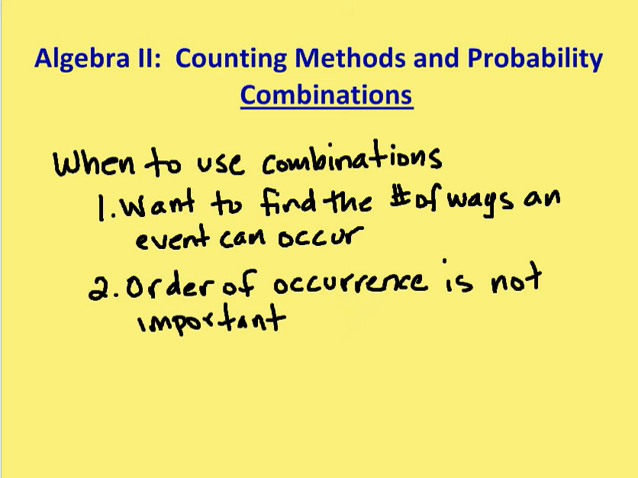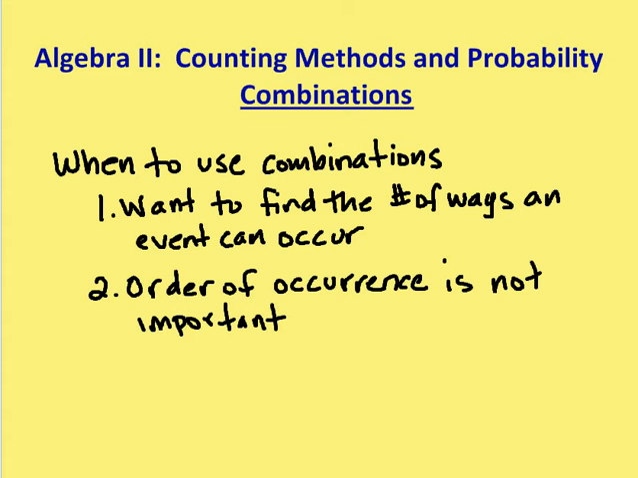So let's review when to use combinations. One, when we want to find the number of ways an event or thing or group of things can occur. And two, when the order of occurrence is not important. So let's use an example to differentiate between combinations and permutations.